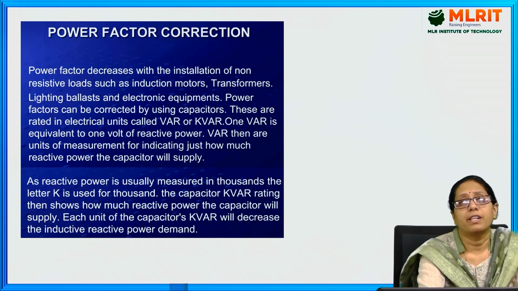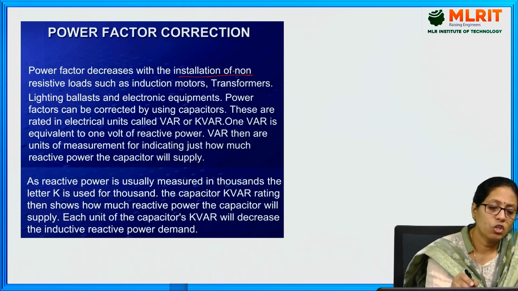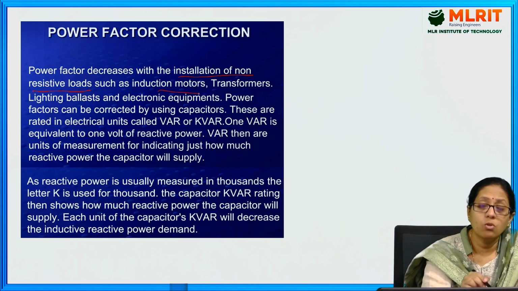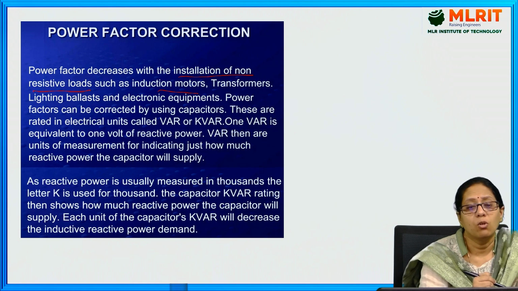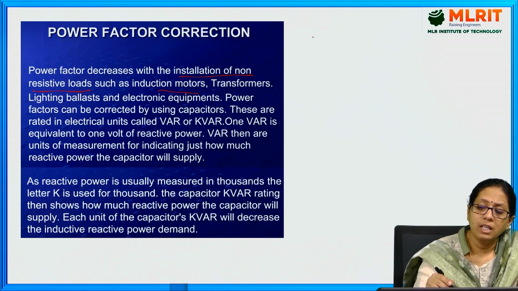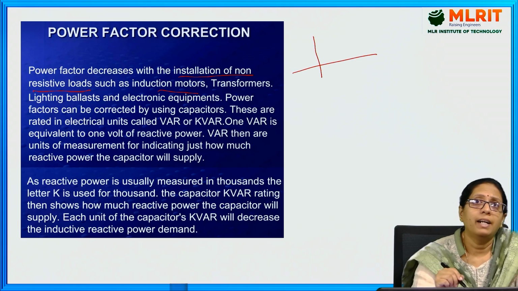Power factor correction. How can the power factor be corrected? The power factor decreases with the installation of non-resistive loads such as inductive loads and transformers, like the previous examples. Because of these inductive loads, the power factor decreases, and it can be corrected by using a capacitor. Why? Because in an inductive load, the current lags behind the voltage.